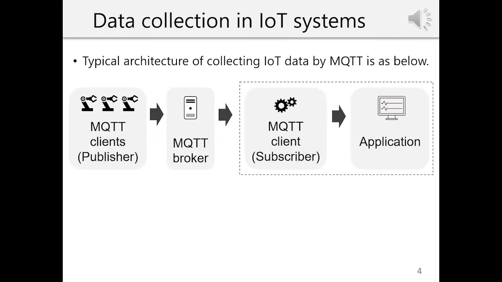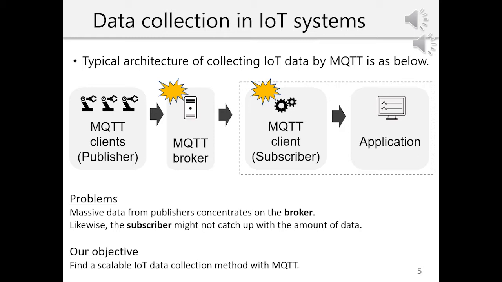MQTT is a promising protocol, but there is an issue of performance. A typical architecture of collecting IoT data by using MQTT is like this figure. The problem is that a massive amount of data from publishers concentrates on the broker, so the broker might not be able to receive all of the published data. Even if the broker can process all data, the subscriber might not catch up with the amount of data from the broker. To solve this issue, we aim to find a scalable IoT data collection method with MQTT brokers.